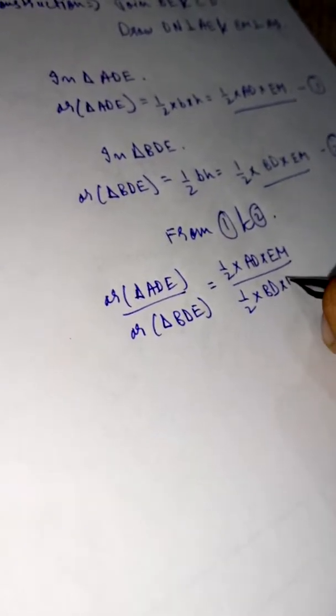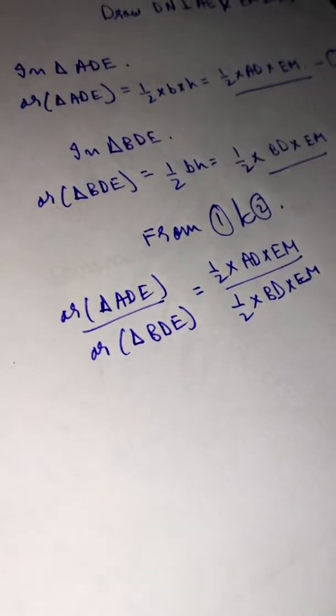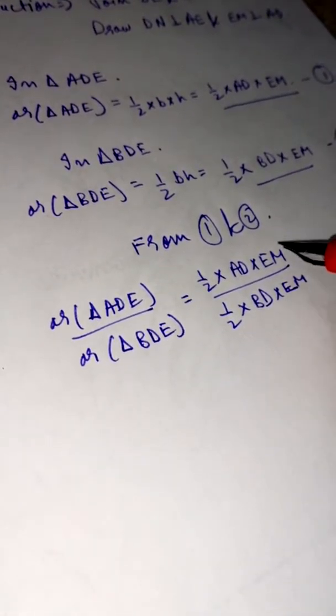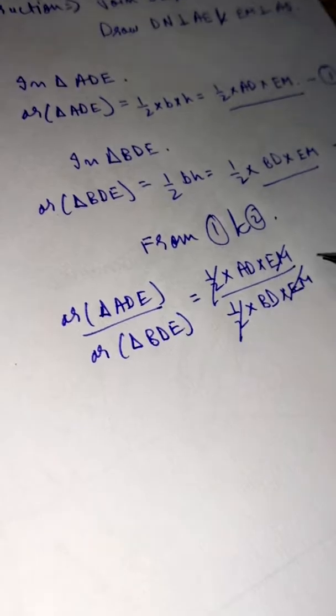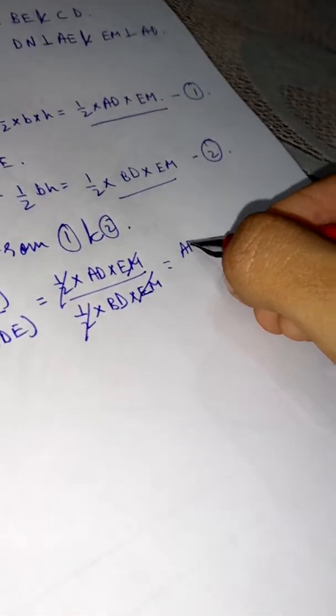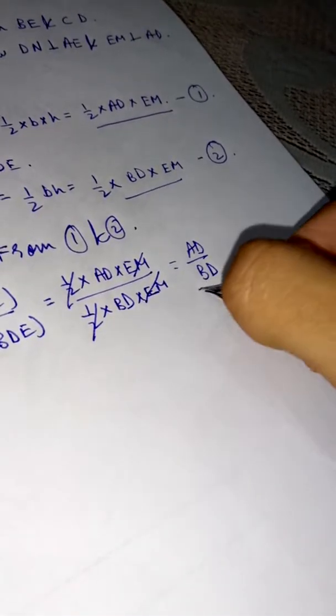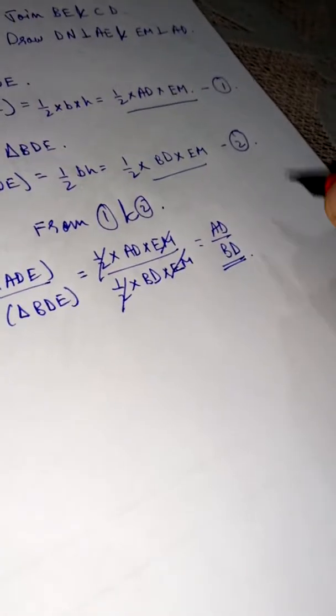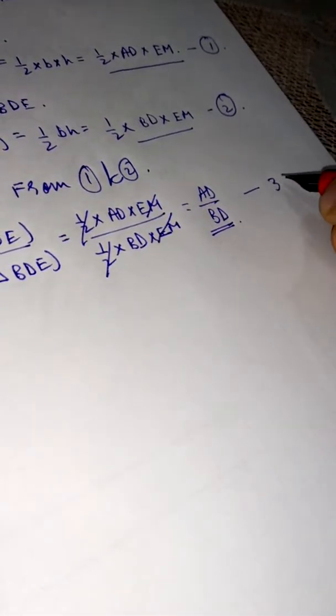Now we can see that some of the terms are common. So what's the solution? The solution is to just cancel them. We got AD upon BD. Let's take this as equation 3.